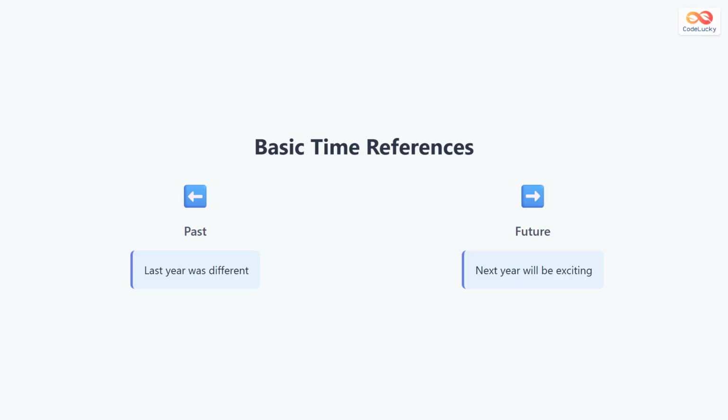Let's start with the basics. We use the phrase last year to talk about the past, referring to the year before the current one. On the other hand, we use next year to talk about the future, referring to the year that comes after the current one. These are simple but very important time markers in English.